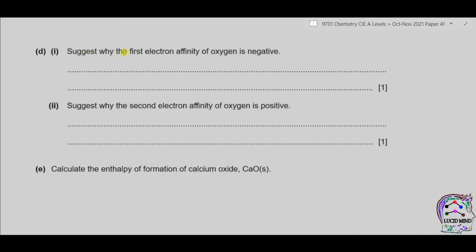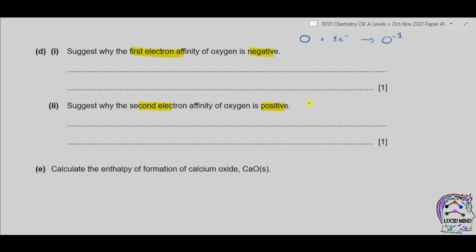Question D, part 1, suggests why the first electron affinity of oxygen is negative, and then part 2 asks why the second electron affinity of oxygen is positive. In first electron affinity, we have neutral oxygen atoms, so when one electron is gained, the oxygen will become unstable as it is forming a -1 ion. So to gain stability, it will release energy, so therefore first electron affinity is negative.